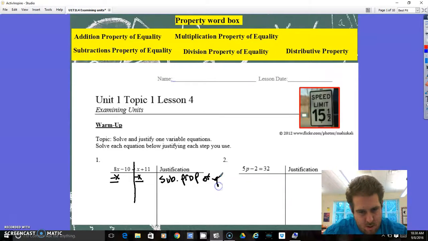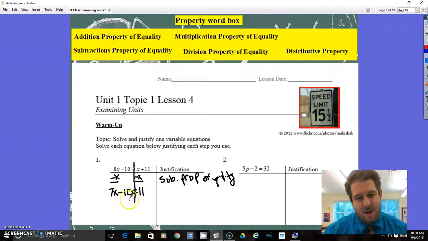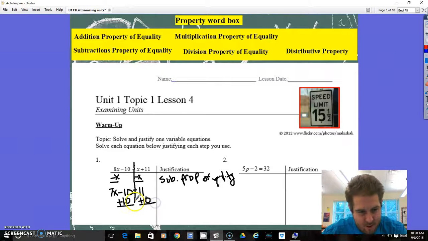Alright, it didn't write that equality out very well, but I'm just going to live with that. So 7x minus 10 equals 11. Next thing I'm going to do is try to get rid of the minus 10. I'm going to do the opposite operations like we've been doing, and I'm going to add 10 to both sides. And yep, you guessed it, that is called the addition property of equality because I am adding 10 to both sides.